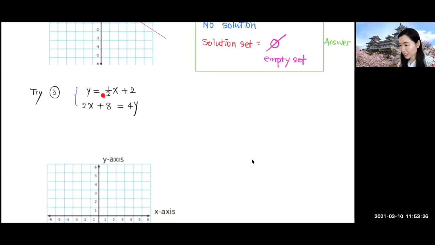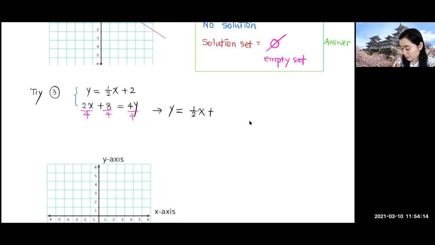The first one is already in slope-intercept form. So now what about the second one? Let's put that in slope-intercept form. 4y is isolated, so we're going to divide both sides by 4 to isolate the y. When we do that, this becomes y equal to 2 over 4, which is the same as 1/2, so we reduce that to 1/2 x plus 8 over 4, which is 2.